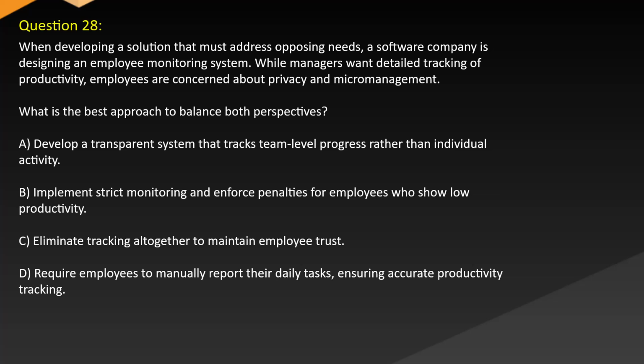Question 28. When developing a solution that must address opposing needs, a software company is designing an employee monitoring system. While managers want detailed tracking of productivity, employees are concerned about privacy and micromanagement. What is the best approach to balance both perspectives? A. Develop a transparent system that tracks team-level progress rather than individual activity. B. Implement strict monitoring and enforce penalties for employees who show low productivity. C. Eliminate tracking altogether to maintain employee trust. D. Require employees to manually report their daily tasks, ensuring accurate productivity tracking.